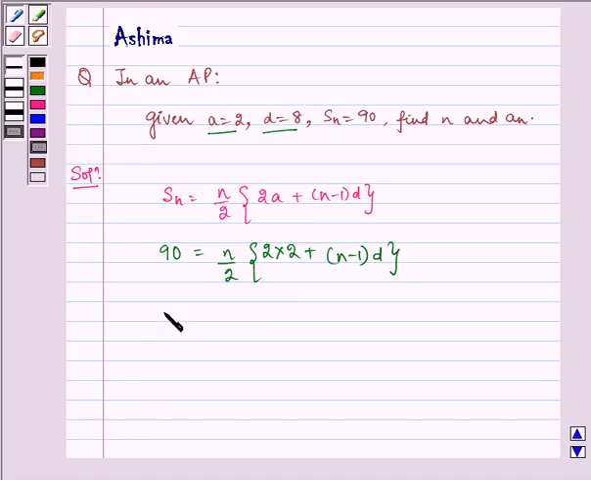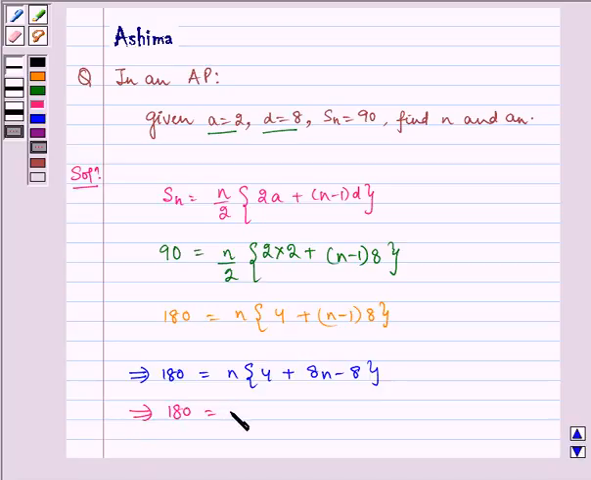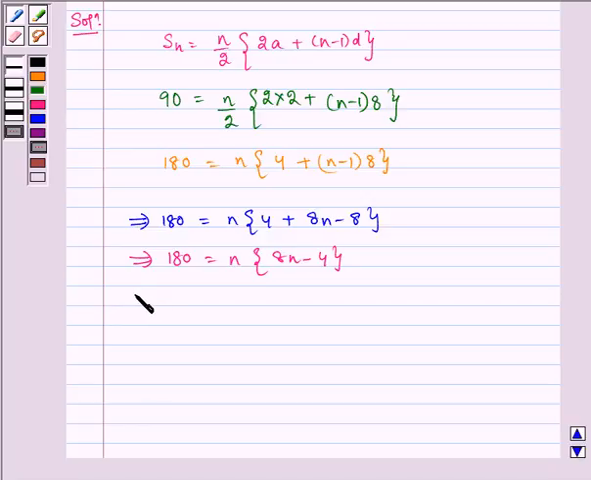Taking this 2 here, we get 180 is equal to n multiplied by 4 plus n minus 1 multiplied by 8. This implies 180 is equal to n multiplied by 4 plus 8n minus 8, which implies 180 is equal to n multiplied by 8n, 4 minus 8 is minus 4, which implies 180 is equal to 8n square minus 4n.